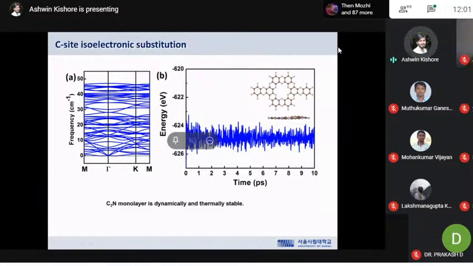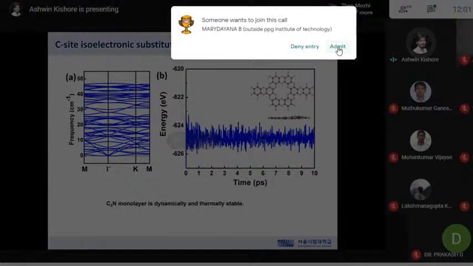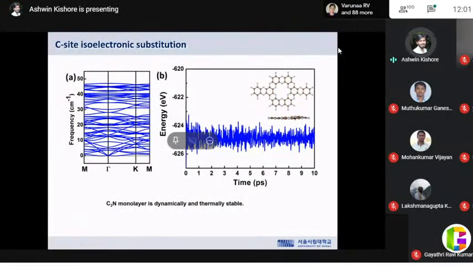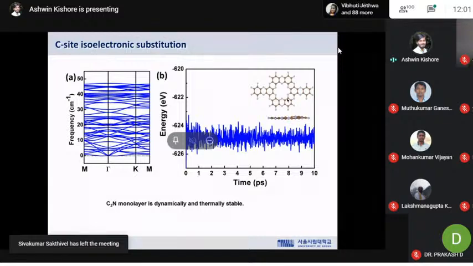The total energy fluctuation is minimal throughout the simulation period, and the inset shows the structure at the end of the simulation. The structure shows a little buckling, but it does not suffer a drastic structural distortion. So that means this structure is stable at room temperature.